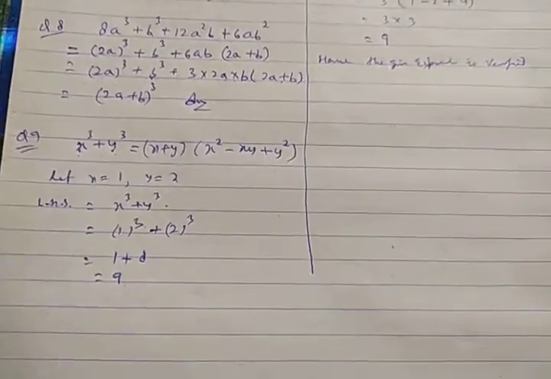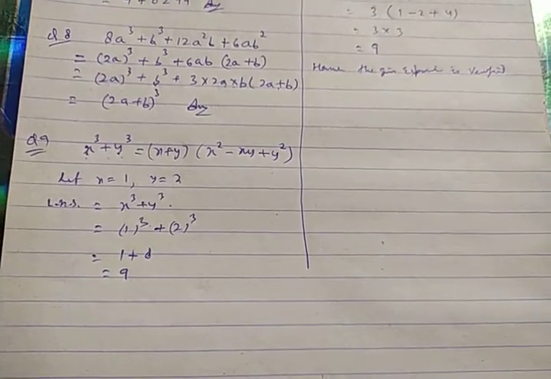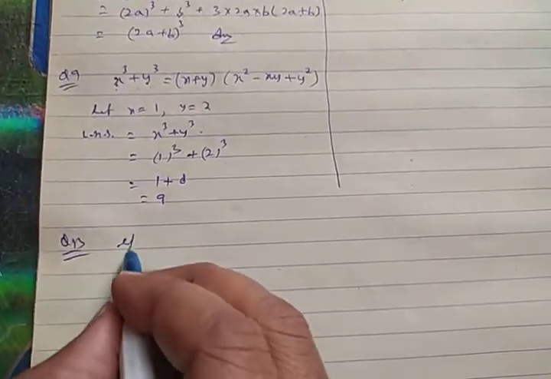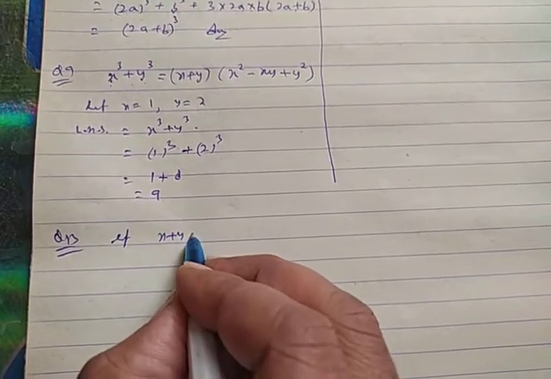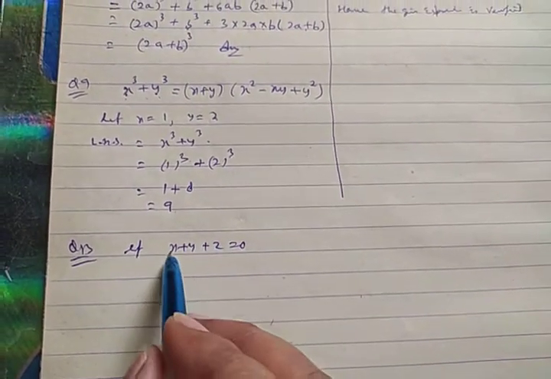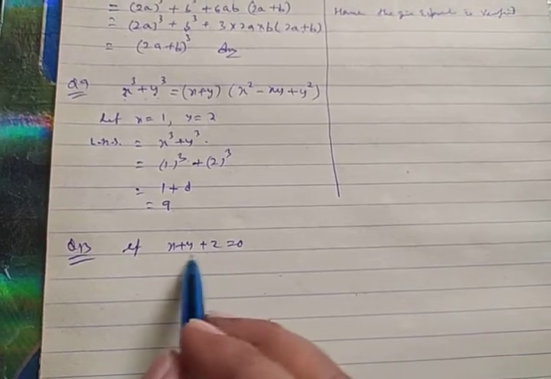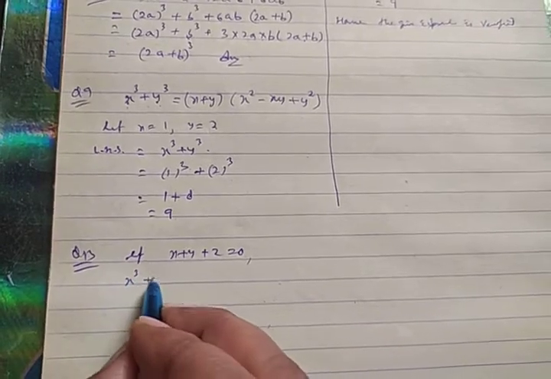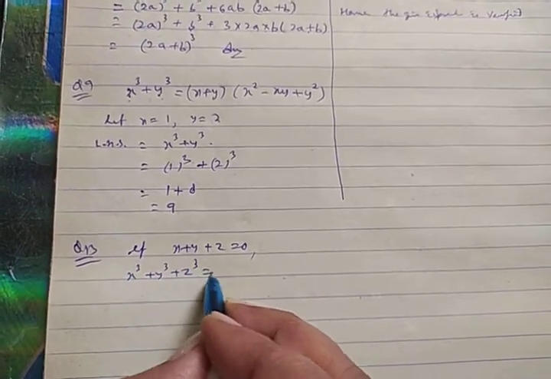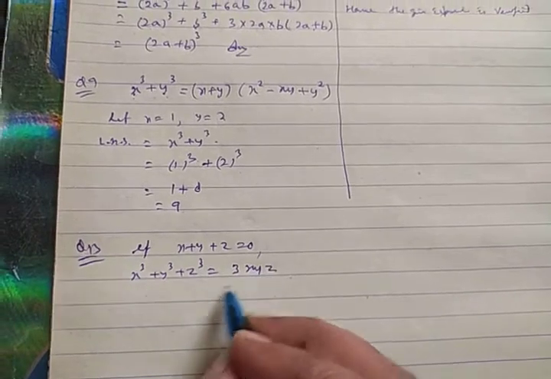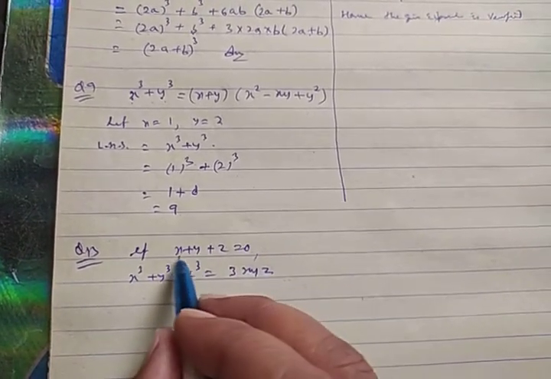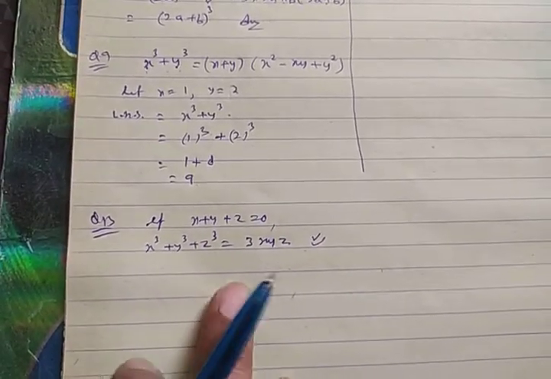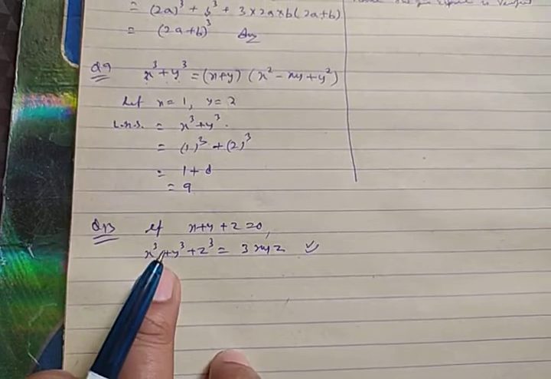Now there is an important question, that is question 13. It is given if x plus y plus z is equal to 0. It means the addition of three quantities is 0. This is given. This will be the condition. Then x cube plus y cube plus z cube is equal to 3xyz. This formula holds if this condition is given or holding. This is the expression to be proved.